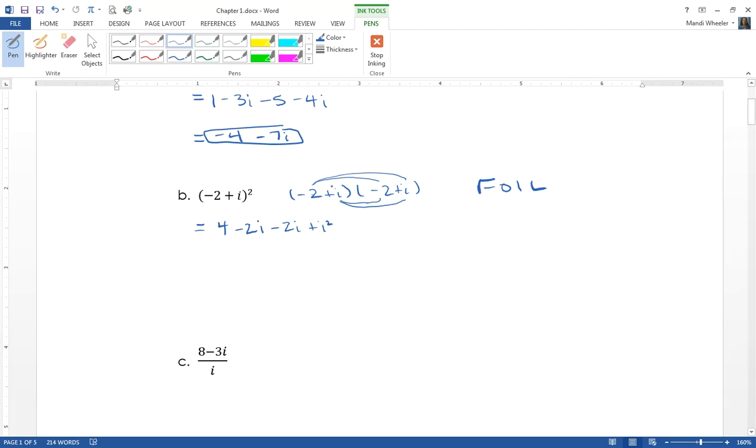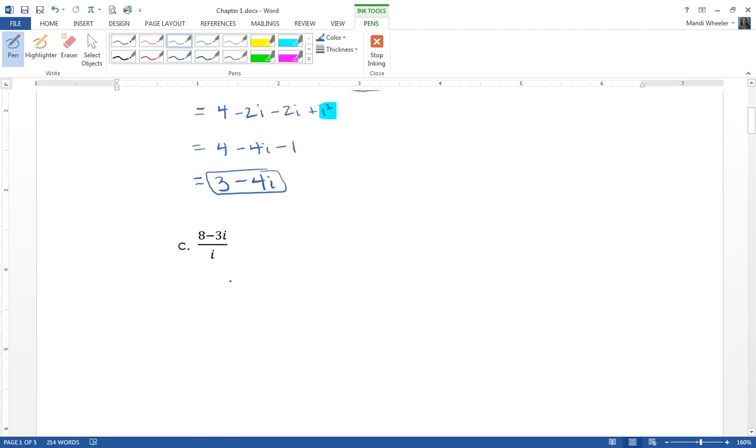Now we want to write this in standard form. Well, standard form doesn't have any i squared, so we need to get rid of that i squared. I'm going to go ahead while I'm at it and combine like terms here. And remember, i squared is the same thing as negative 1, so plus a negative 1 is the same thing as minus 1. Now we just have real parts and imaginary parts, and we can combine like terms. 4 minus 1 is 3. And we get 3 minus 4i.